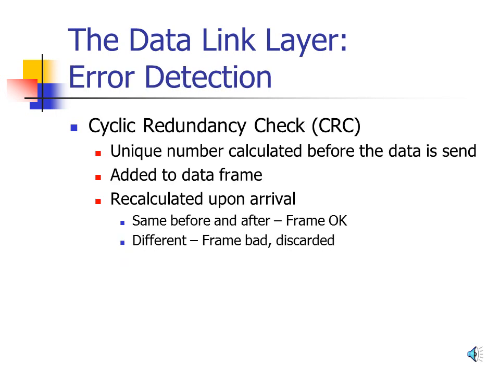The data link layer, error detection. Now, one method of error detection that data link layer components use is cyclic redundancy check, or a CRC. Now, this is done in the following manner. Before a packet or a frame is sent out, there's a mathematical formula that is used to calculate a unique value that represents the data in the frame. Then that unique value is added to the data frame and then sent out with the packet.